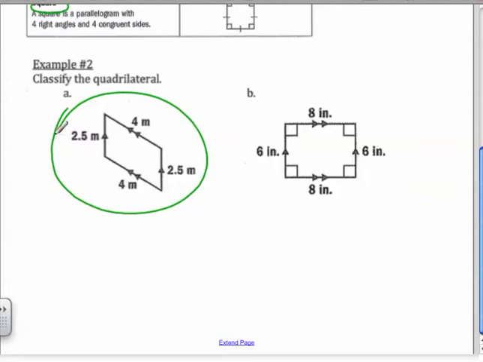Now I still need to keep going through the checklist. Don't stop. Don't start writing yet. Maybe it's a rhombus. Maybe it's a square. I don't know. Okay? So now the next thing I'm going to ask is that it's a parallelogram. Are all its sides equal? No. So it's not a rhombus and it can't be a square. Are all of its angles equal? No. So it can't be a rectangle. So the best we can say is that this is a parallelogram. Parallelogram. There we go.